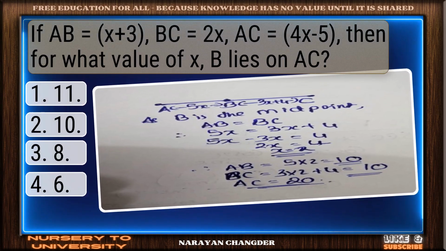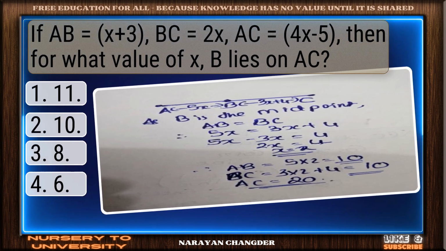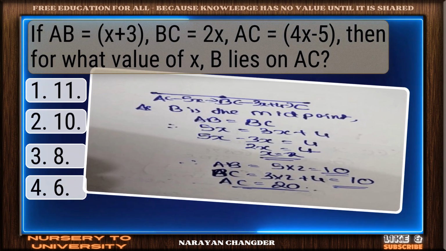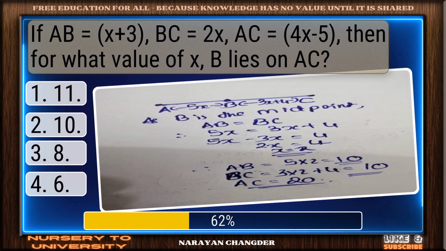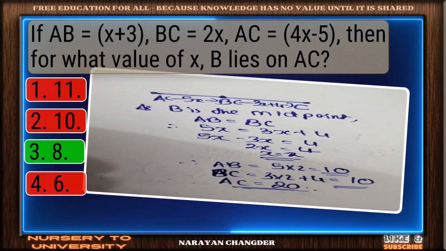Question number 16. If AB equal to BC equal to 2x, AC equal to, then for what value of x B lies on x? Nice work. You chose 8 and it is correct.